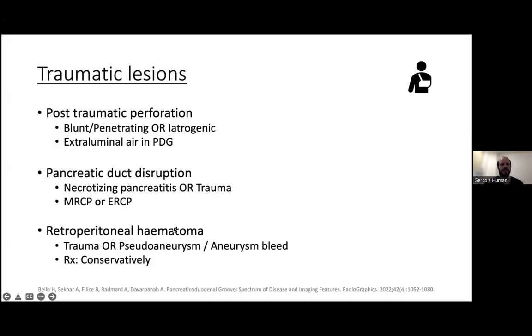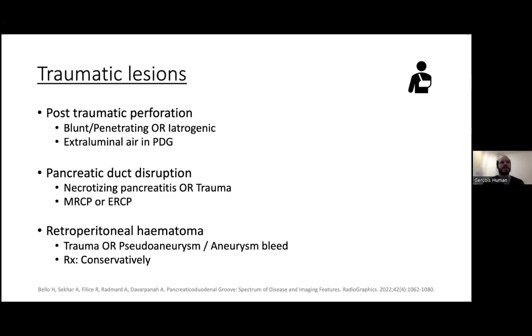That's that one, and then last, traumatic lesions. Now they usually can be from either blunt or penetrating trauma, post-traumatic perforations, and they are usually seen with extraluminal air following the history of trauma. So one's history and clinical information plays a big role in making the diagnosis.